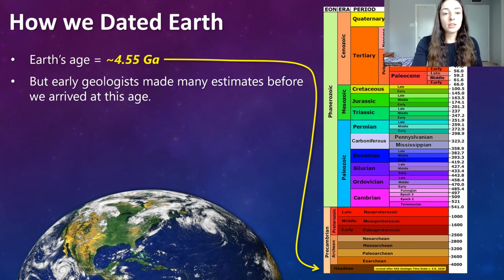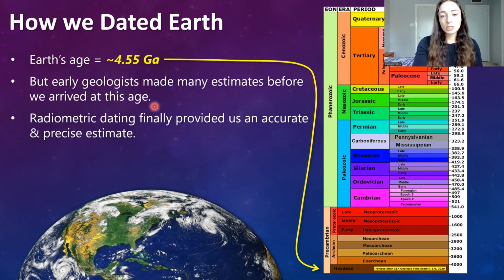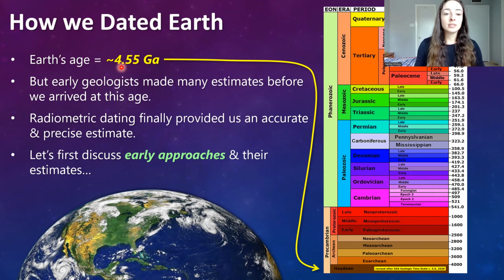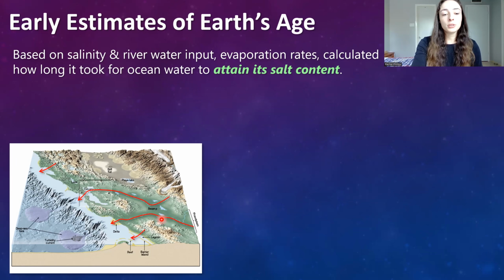I should also mention that early on, before radiometric dating was a thing, many geologists had tried to make estimates for Earth's age. Radiometric dating finally provided us the accurate and precise age of 4.55 billion years, but first we'll discuss the early approaches and the early estimates. So the first approach I'll talk about is how early geologists tried to calculate how long it took for our modern ocean to gain its salt content, its current salinity.